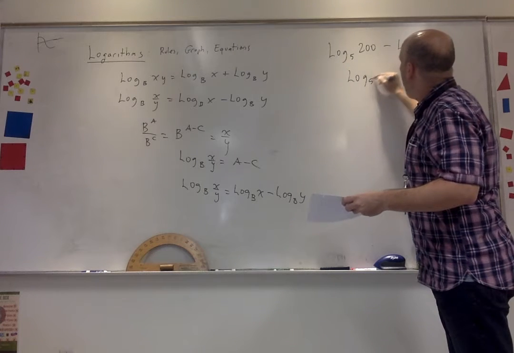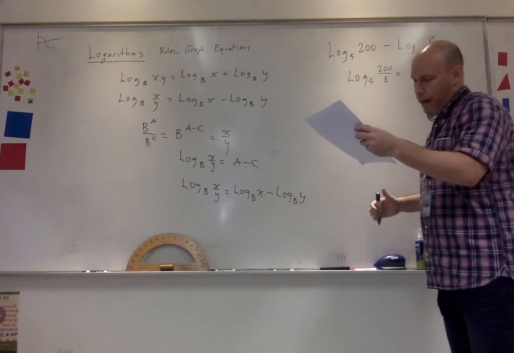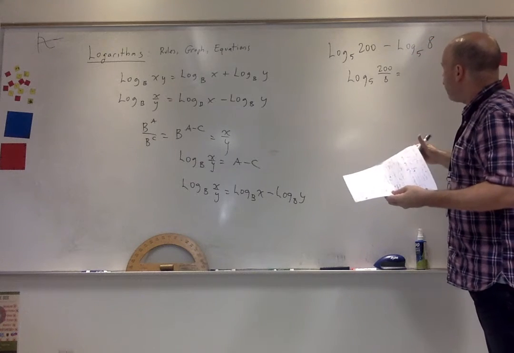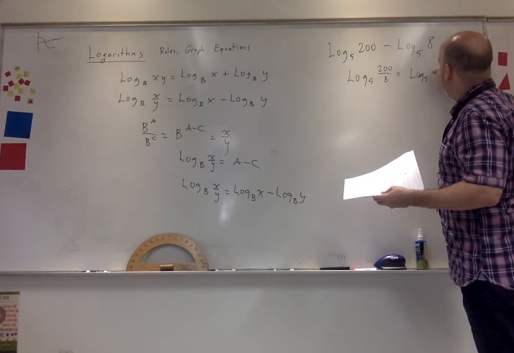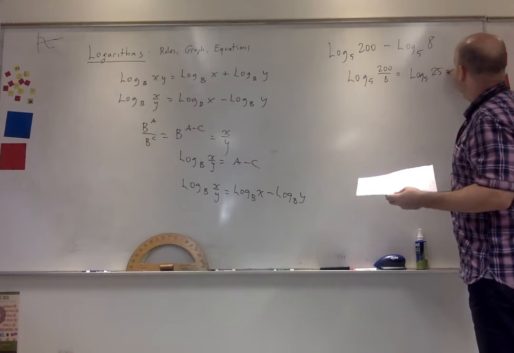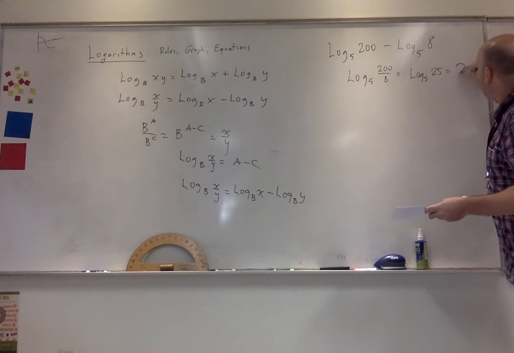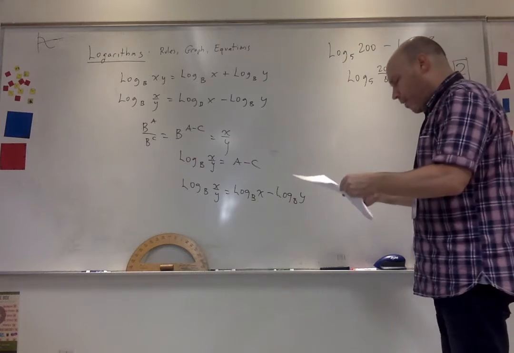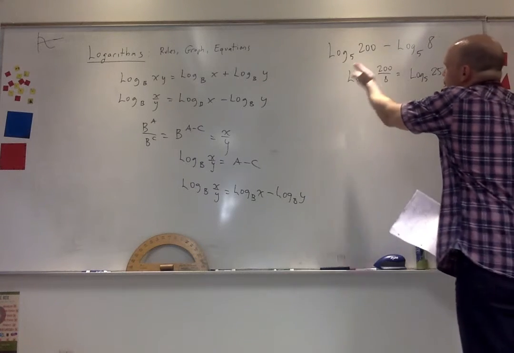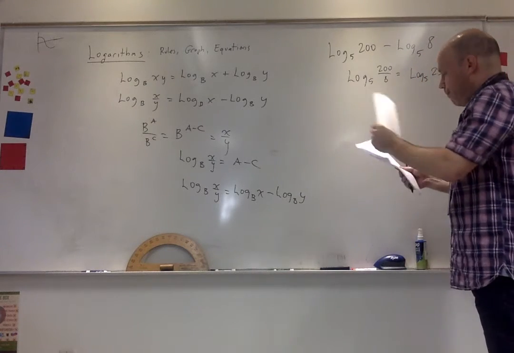Log base 5 of 200 divided by 8. What is 200 divided by 8? Well, we know that it's log base 5 of 25, and the final answer, 5 to what power gives me 25? It's 2. It's nice and pretty. So that's the second rule. Once again, calculators can do this for you, and yeah.